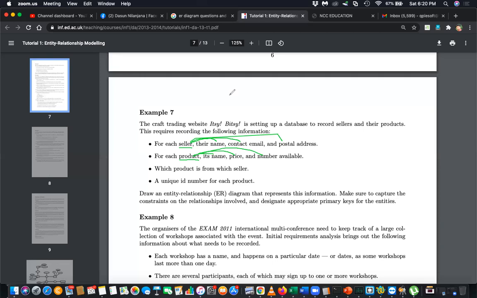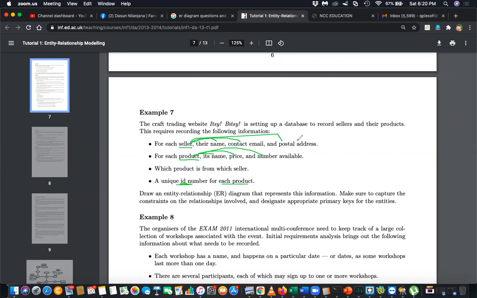Right. That product cannot. So now you know the relationship between seller and product. A unique ID number for each product. So product has product ID. That is not mentioned, but here it is mentioned. Unique ID for each product means product has product ID, and that is the primary key.